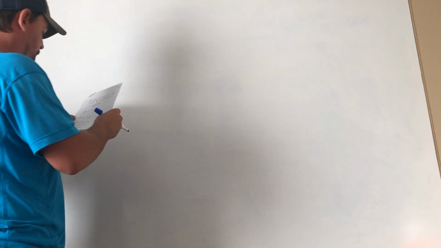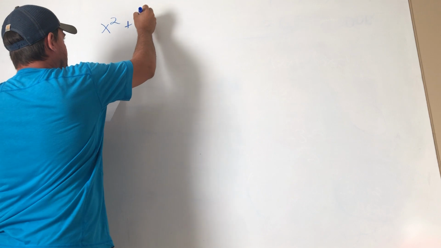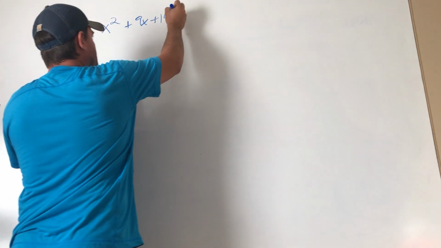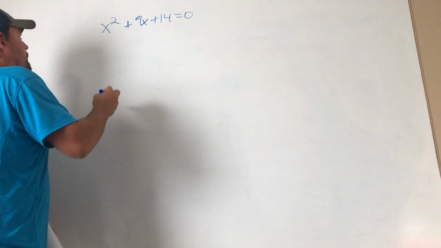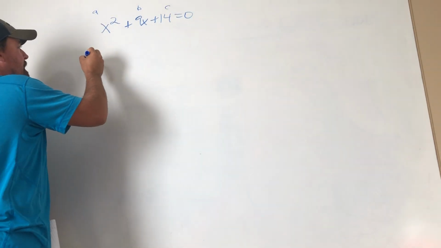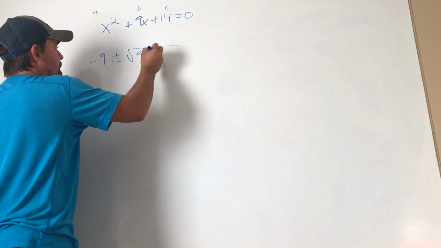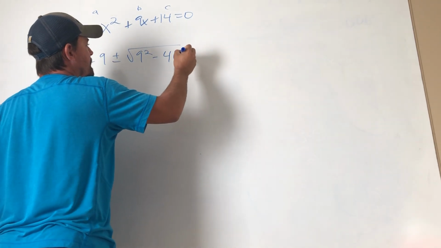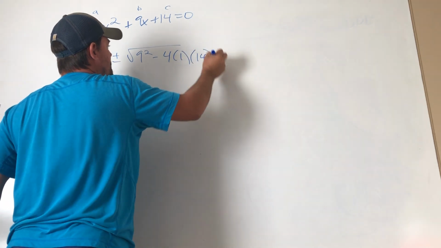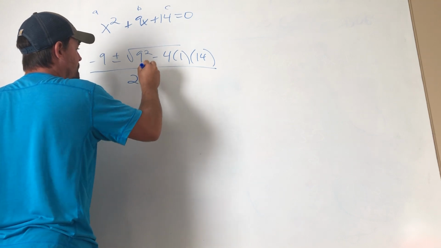Let's look at x squared plus 9x plus 14 equals 0. Remember your a's here, b's here, c's here. So I get negative b plus or minus the square root of b squared minus 4 times a, which is 1, c, which is 14, all over 2 times a, which is 1 here.